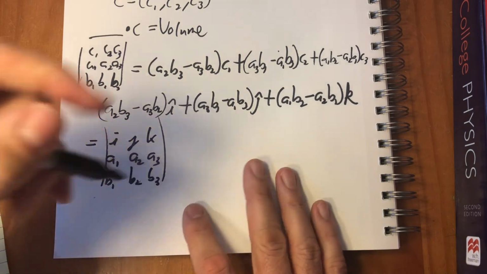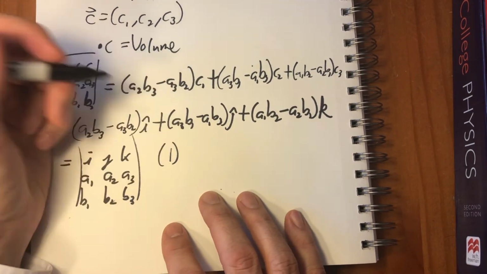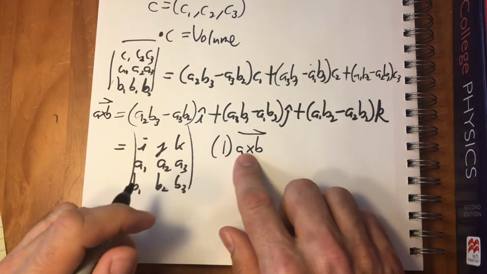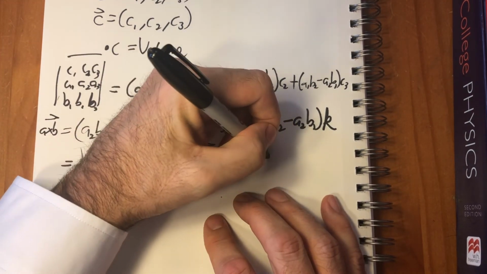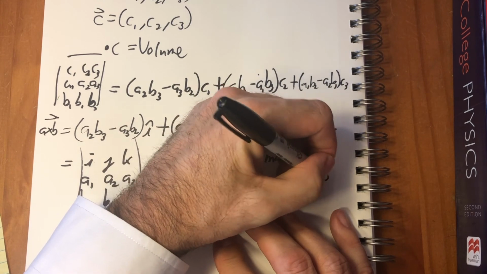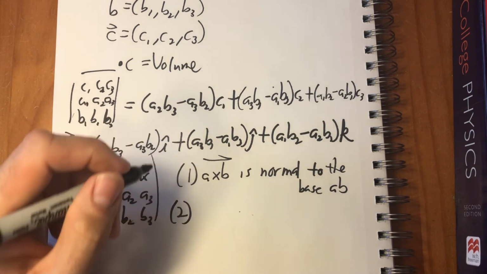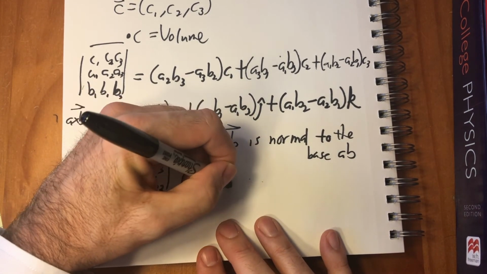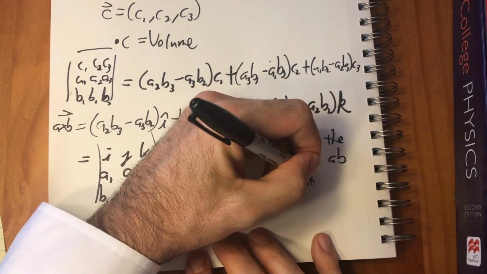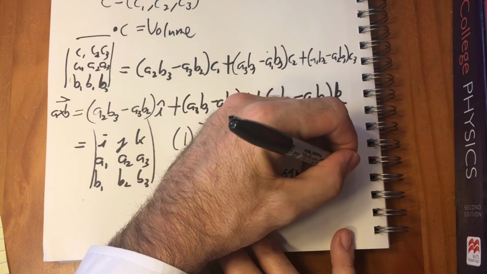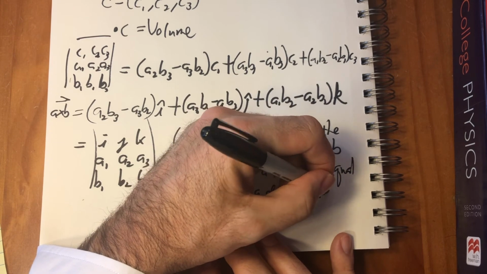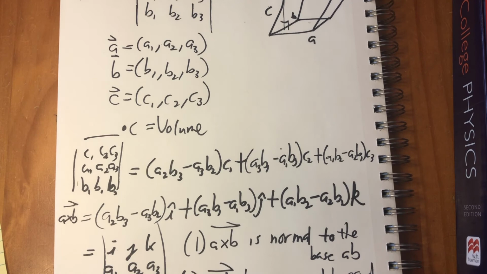So I have to show you two things. First of all, let's call this vector A cross B. First of all, that vector is normal, meaning perpendicular, to the base AB, meaning here, and two, that vector has a magnitude equal to the area up here. So we still have to show those two things. That's what we're going to do now.